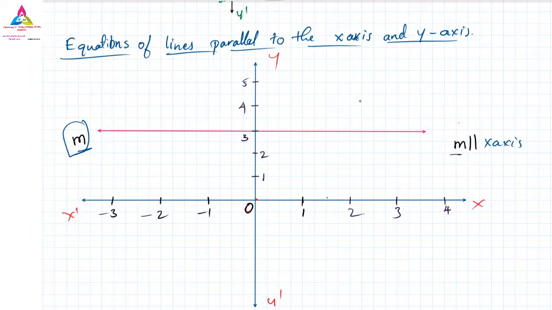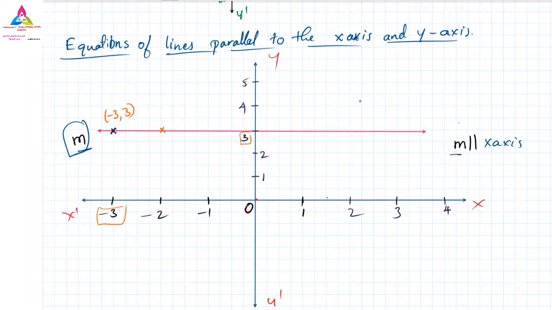What is the value of this point? I want to know what is the value of this point. This point is nothing but -3 and 3. The x-axis is -3, and the y value is how much? 3 itself.